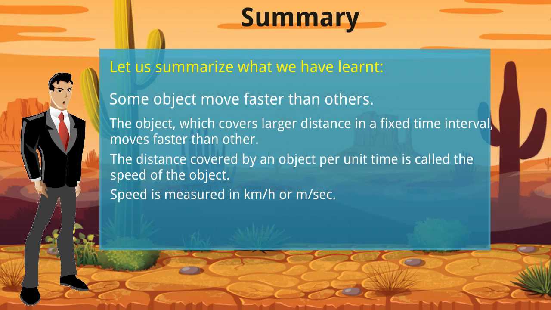Summary. Let us summarize what we have learned. Some objects move faster than others. The object which covers larger distance in a fixed time interval moves faster than other. The distance covered by an object per unit time is called the speed of the object. Speed is measured in kilometers per hour or meters per second.